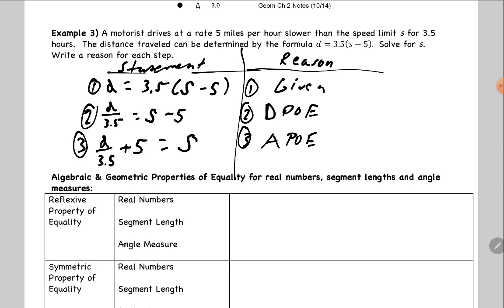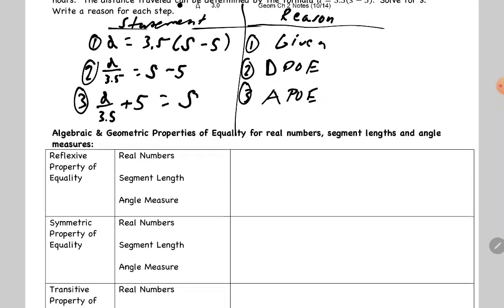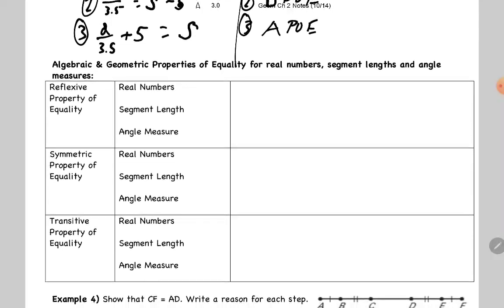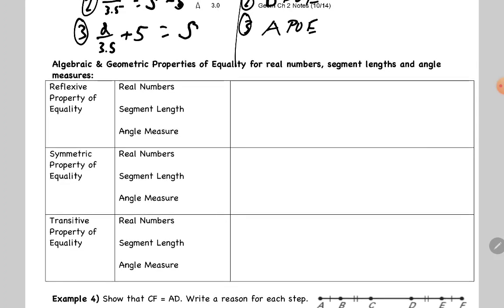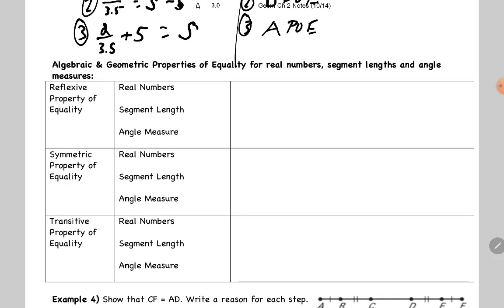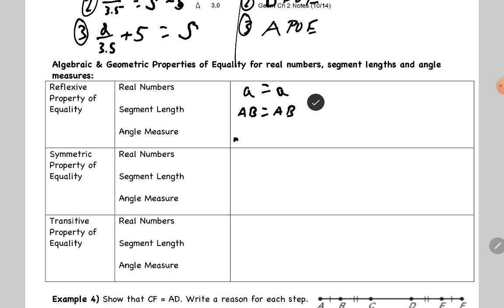So we're starting to go into these proofs. Now we're going to be adding more properties and using them. So we have the reflexive property. And the reflexive property says, you kind of look in the mirror and you say, hey, I am myself. And that works for segments as well. So the segment length AB is equal to itself. The measure of angle A is equal to the measure of angle A. So I am myself.